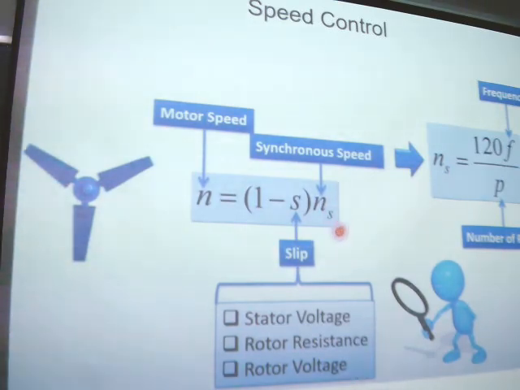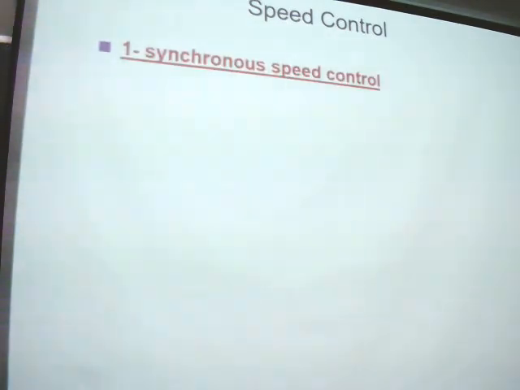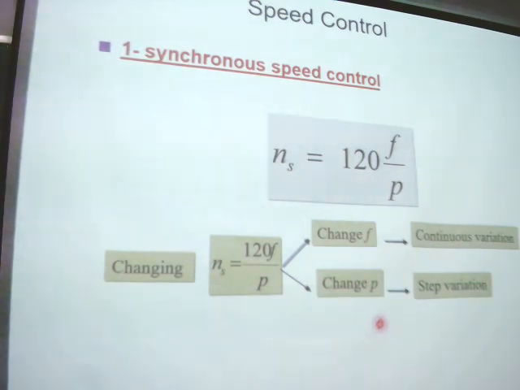Also, we can change the synchronous speed by this equation. So we can change the frequency or change the poles. So there are five methods in total: frequency, number of poles, and this voltage and resistance. We have five methods to change the motor speed. So first, let's see the first one. This is the first: change the synchronous speed. Two methods: change F, change P, the number of poles.